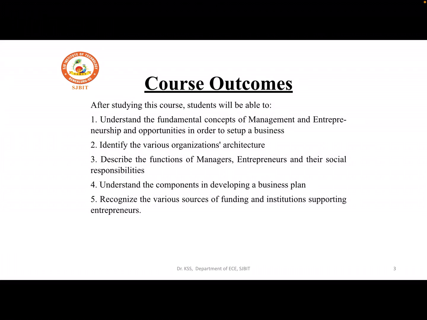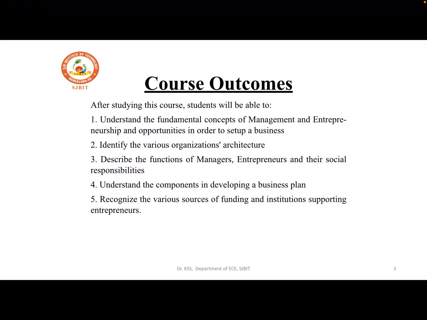After studying this course, students will be able to understand the fundamental concepts of management and entrepreneurship and opportunities in order to set up a business. If you want to set up a business, you need to understand the concepts of management, entrepreneurship, and the opportunities to set up a business. So this is Module 1.